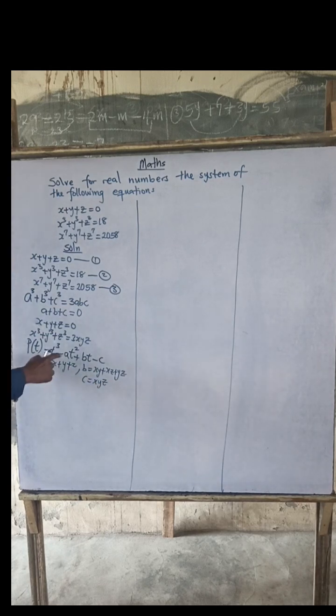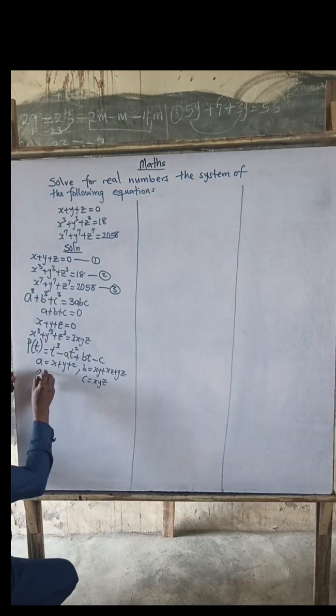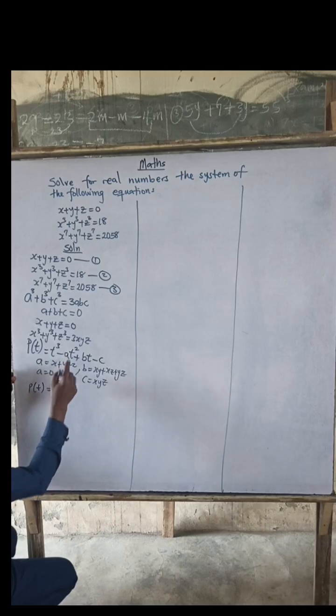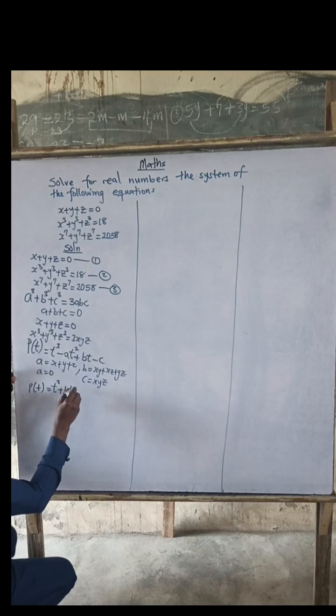Now, since a equals 0, that is the sum of the roots equals 0, we are going to substitute 0. Then the polynomial equation becomes t raised to power 3 minus, then this one has turned to 0. There's no need to write anything there again. We have plus bt, then minus c.